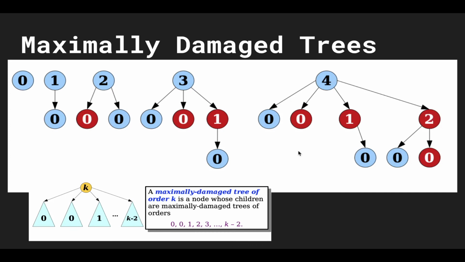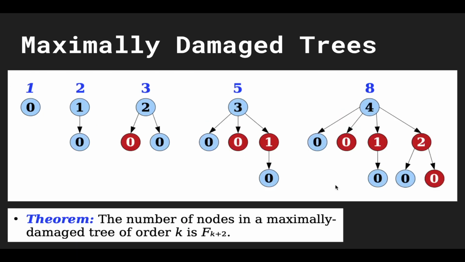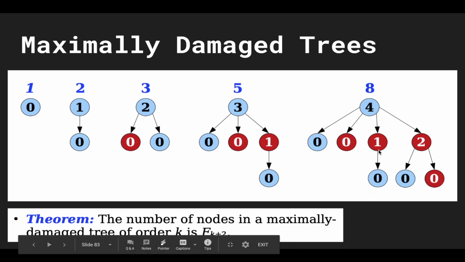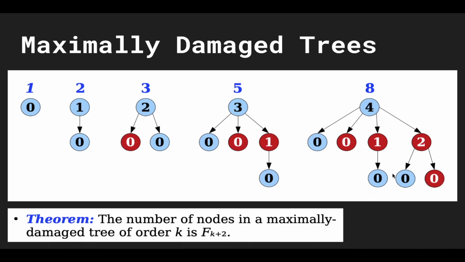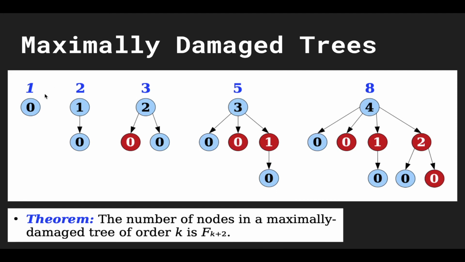One thing to notice right here is that a maximally damaged tree of degree k is a node whose children are maximally damaged trees themselves of order 0, 0, 1, 2, 3, all the way to k minus 2. And this is the beautiful pattern that gives this whole data structure its name. I've been avoiding saying the name in this video because I wanted to lead you guys to this name Socratically, and this is the Fibonacci heap.